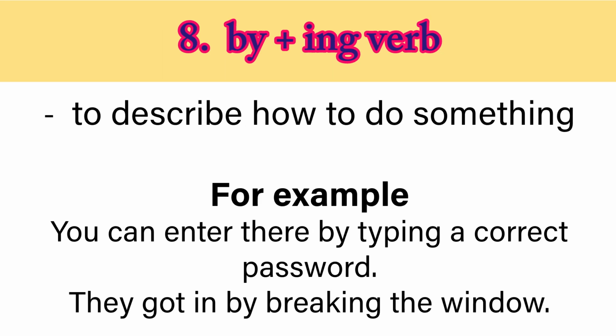Another way to use by is to describe how to do something. We do that by adding an ing verb after by. For example, you can enter there by typing a correct password. They got in by breaking the window.